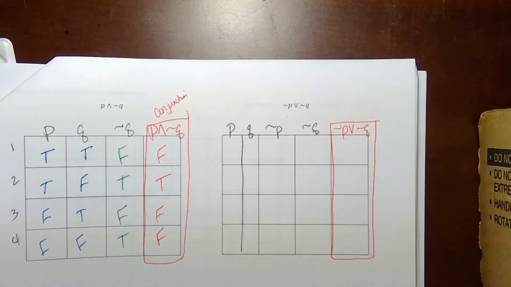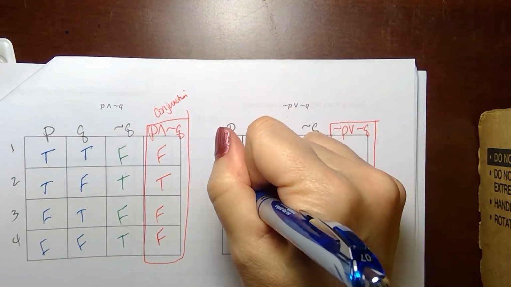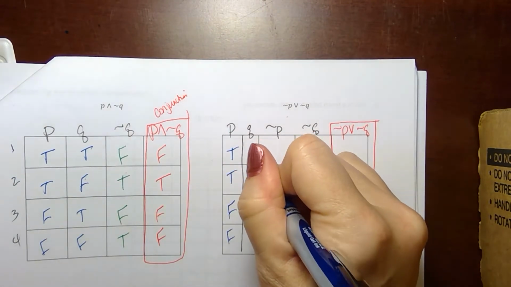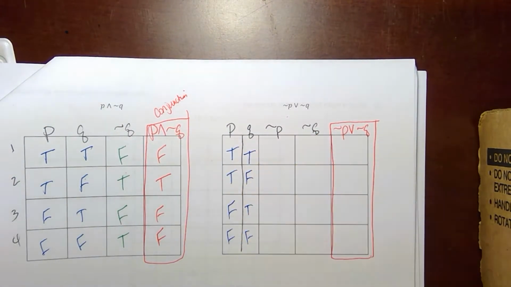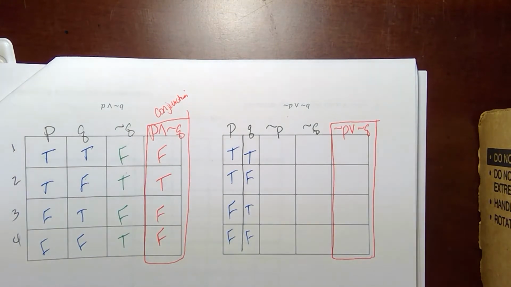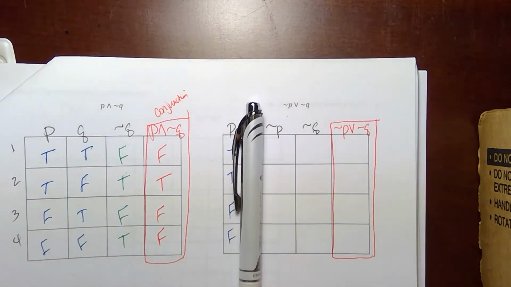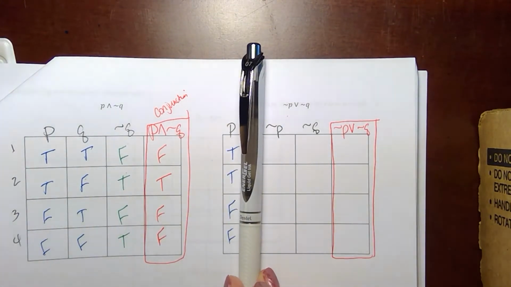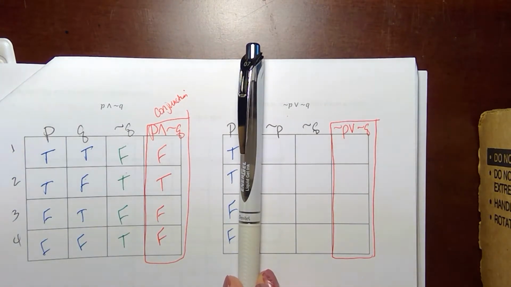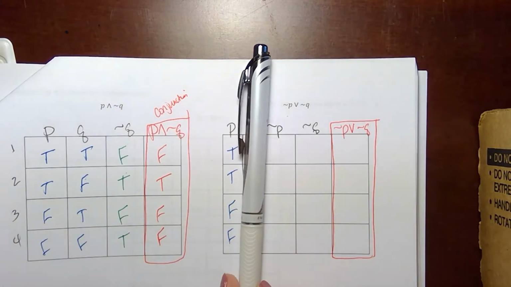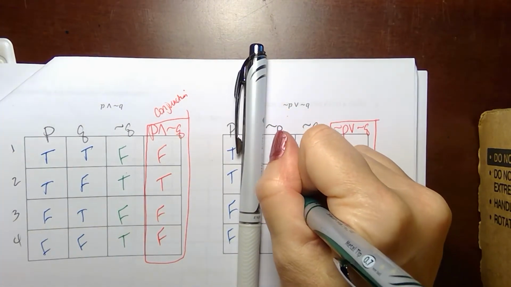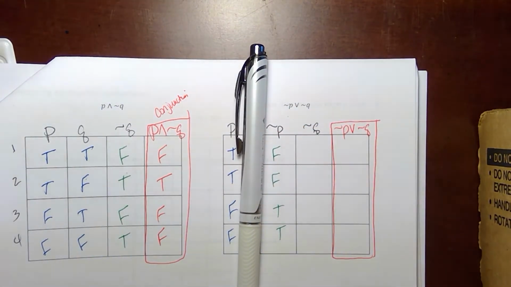2 statements, 4 cases. P is 2 by 2. True, true, false, false. Q alternates. True, false, true, false. Okay. Now we need to figure out not P. So to figure out not P, I look at P. P is true, true, false, false. So not P will be false, false, true, true.